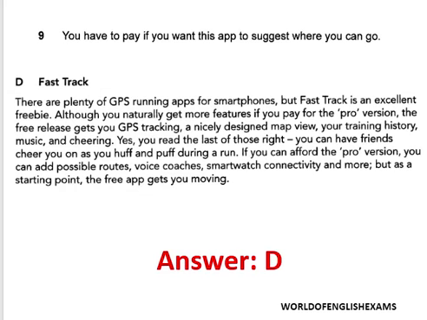Freebie means you need not pay anything for that, but here in the question it is given you have to pay if you want to be suggested where you can go. Although you naturally get more features if you pay for the pro version. The free release gets you GPS tracking, a nicely designed map view, your training history, music and cheering. Okay, so here they are clearly telling you that the free release gets you GPS tracking also. Tracking means where exactly you want to go.